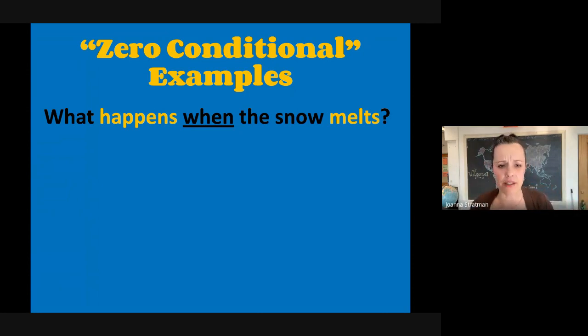What happens when the snow melts? In Montana, when the snow melts, the rivers become very high. Or in Bozeman, what happens when the snow melts? When the snow melts, Bozeman becomes very dirty in the beginning because there is a lot of garbage and dirt in the snow. So, what happens when the snow melts would be an example of a question in the zero conditional.